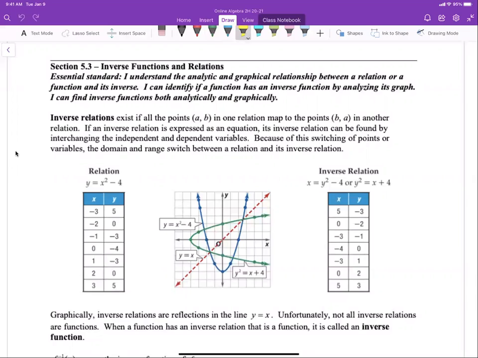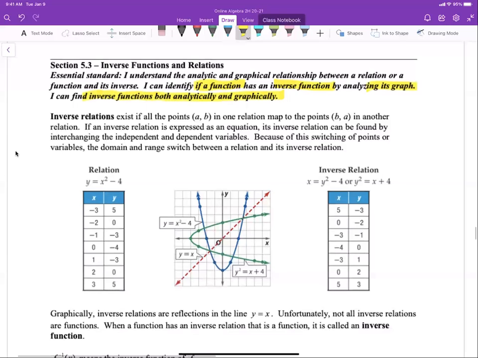I understand the analytical graphical relationship between a relation or a function and its inverse. I can identify a function. I can identify if a function has an inverse function by analyzing its graph. So we'll learn how to test the graph. And I can find the inverse function both analytically and graphically. Okay. All right. So inverse relations.